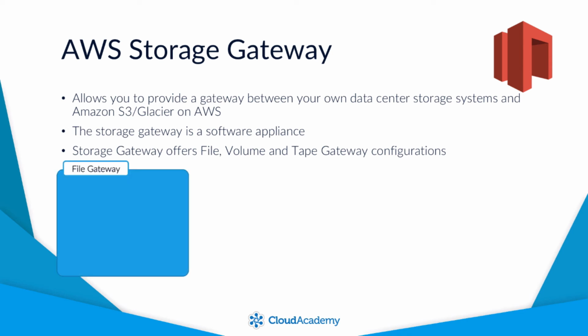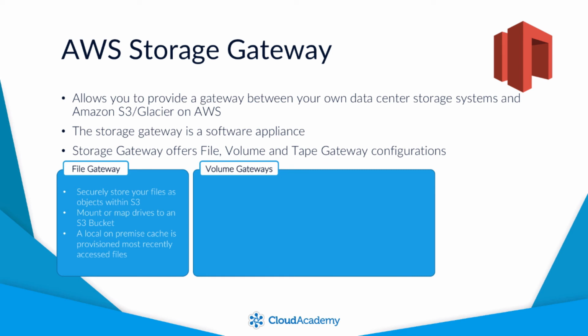So file gateways allow you to securely store your files as objects within S3, and you can then mount or map drives to an S3 bucket as if the share was held locally on your own corporate network. A local on-premises cache is also provisioned for your most recently accessed files. Volume gateways are configured as a stored volume gateway or a cached volume gateway. The stored volume gateways are used as a way to back up your local storage volumes to Amazon S3 whilst ensuring your entire data library also remains locally on-premise for very low latency data access. And they are also presented as iSCSI volumes.